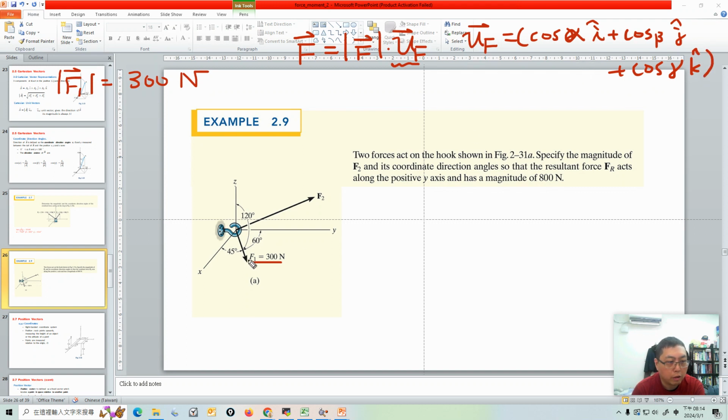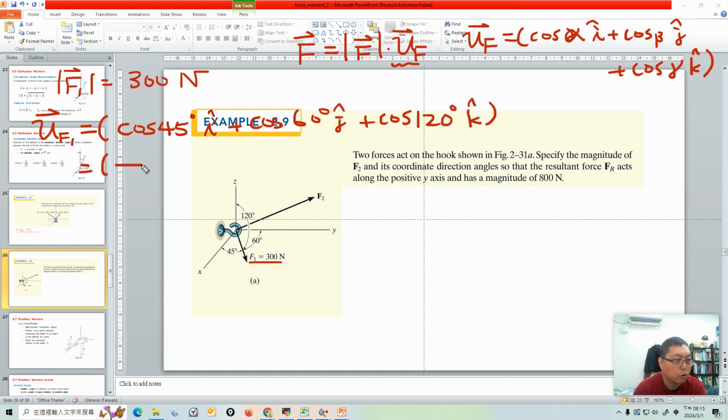So this first one gives you alpha, beta, and gamma. That means it gives you the unit vector of the force, and you also have the magnitude. So eventually you will get the force vector. Let's calculate the unit vector of force one. It's cosine 45 degrees i plus cosine 60 degrees j plus cosine 120 degrees k.